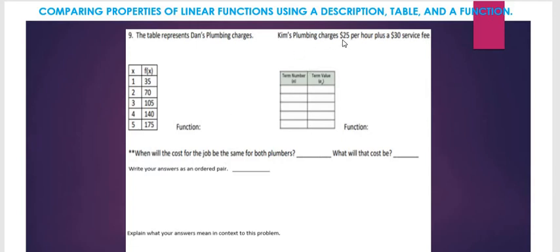Over here, Kim's plumbing charges $25 per hour plus $30 service charge. So you're going to write your function from this, just like what we did on 1, 2, 3, 4, 5, 6. Write your function, and then go to y equals and fill this in. Now you're going to look at this and answer, when will the cost for the job be the same for both plumbers, and what will that cost be? So set them equal to each other and solve it just like you would any equation. And then you're going to write your two answers right here as an ordered pair and explain what your answer means in context to this problem. Pause me when you do so.